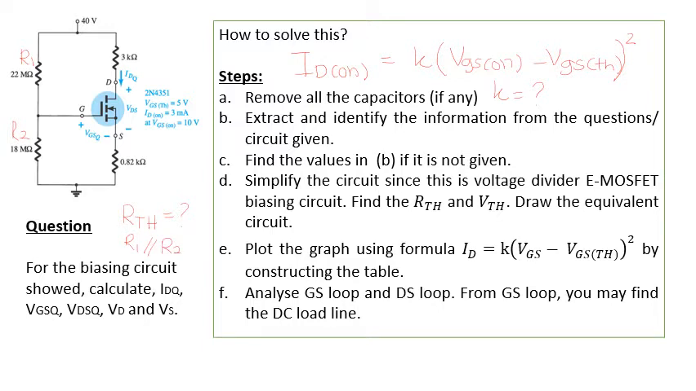Next, what else can we do to simplify the circuit? You can find the value of the Thevenin voltage. How to find the value of the Thevenin voltage? Remember, this one is not the threshold. This one is the Thevenin voltage. This Thevenin voltage is equivalent to the voltage across the gate here.